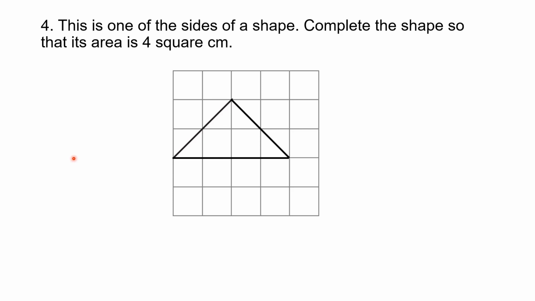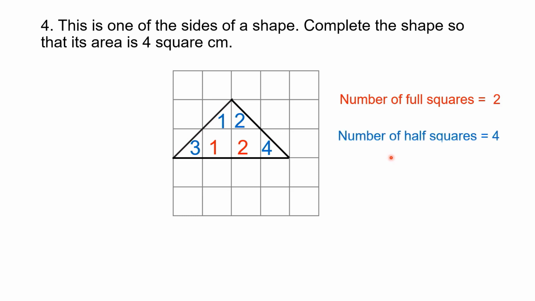Let us count the number of full squares. Number of full squares in this shape is 2. Let us count the number of half squares in the shape. Number of half squares is 4. We know that 2 halves make a whole. That is 4 multiplied by 1 by 2 is equal to 4 divided by 2, that is 2.